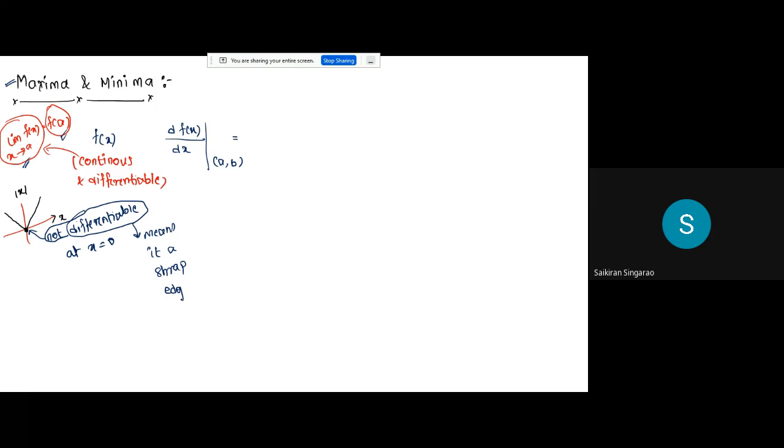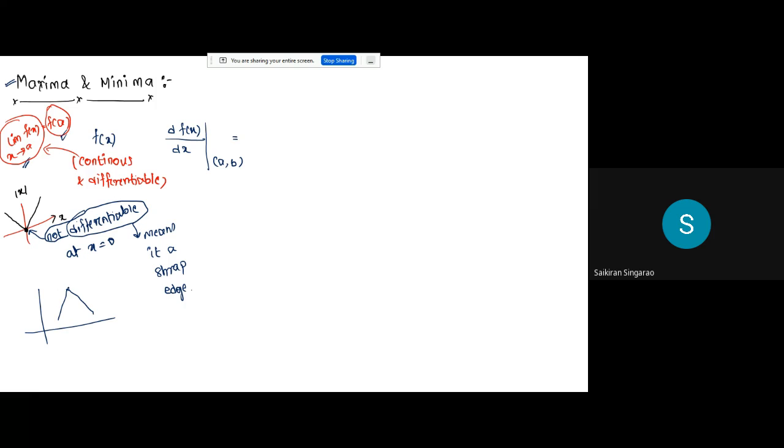What if it's a sharp edge? For example, say you have some curve like this, and at this particular point you're having a peak. It is sharp there, right? It's a sharp point. Don't say peak, it's a sharp point.